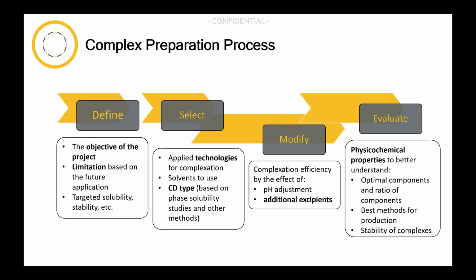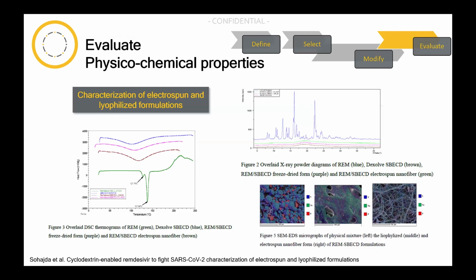Then, if we see that it does not work, we still have some modification options. For example, adjusting the pH, adding additional excipients. Sometimes these excipients have synergistic effects, so they can be very useful. And if we reach the solubility or stability level that we need, then we can evaluate it, and maybe start over and select again a new type of formulation, and it can be a circle, and it can be a very long process. So how to evaluate it?